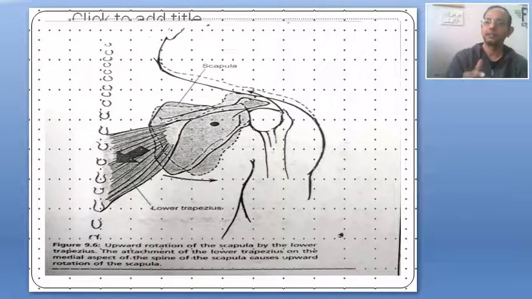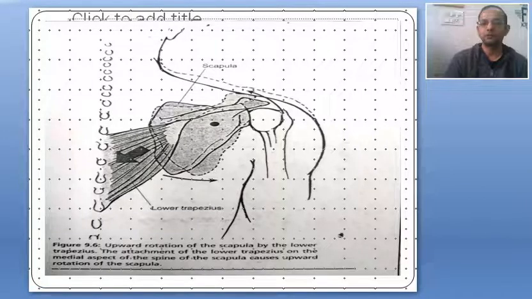Serratus anterior, on the other hand, arises from the superolateral surface of your first to ninth ribs, and inserts over the superior and inferior angle along with the medial border of the scapula. So based on the origin and insertion, you can see these are muscles having attachment over the clavicle and the scapular region. So they are the muscles which produce the upward rotation of the scapula.